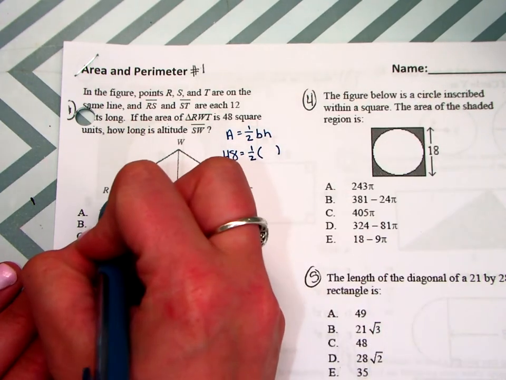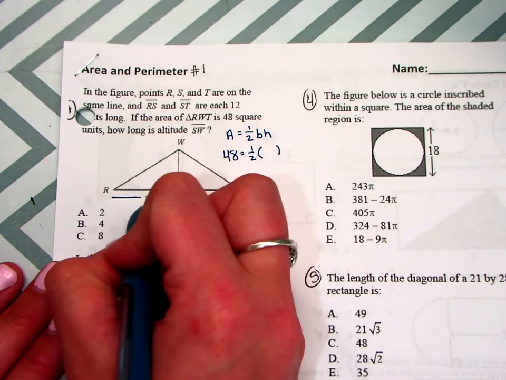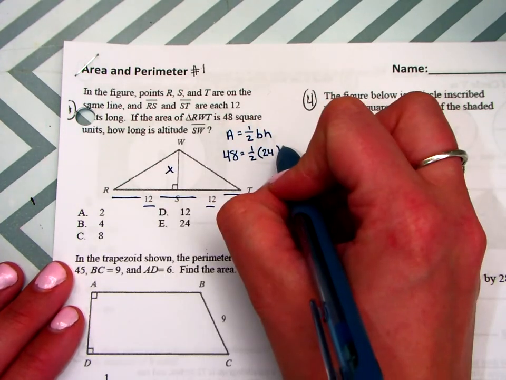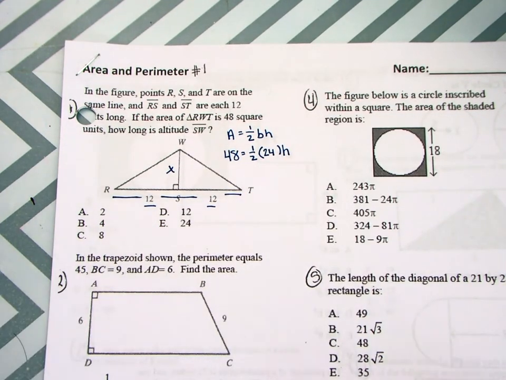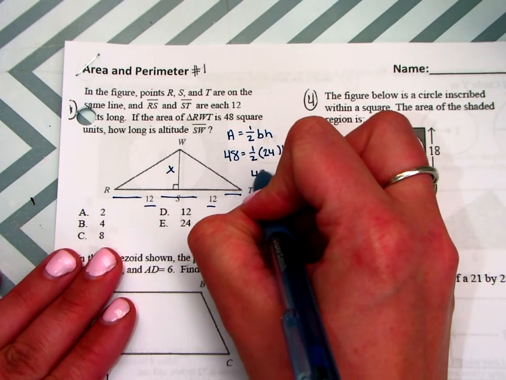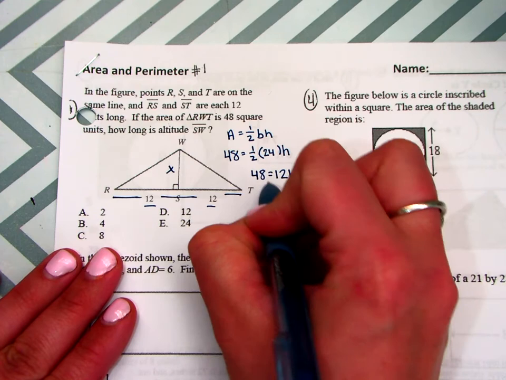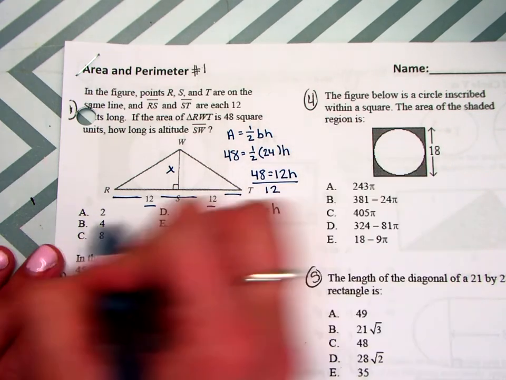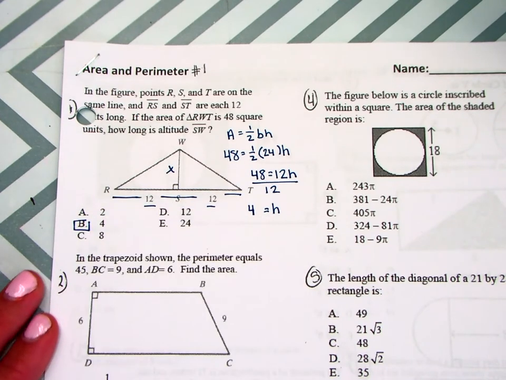The base measurement goes from R all the way to T, so 12 plus 12 is 24. And our goal here is to solve for the height, which is the altitude. So 1/2 of 24 is 12. So 48 equals 12 times height. When I divide both sides by 12, I get 4. So my height measurement is 4.